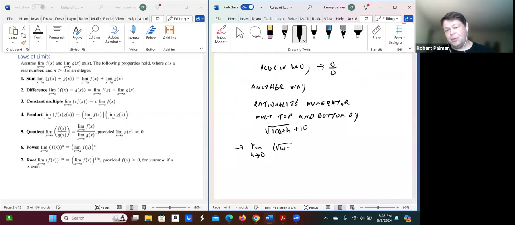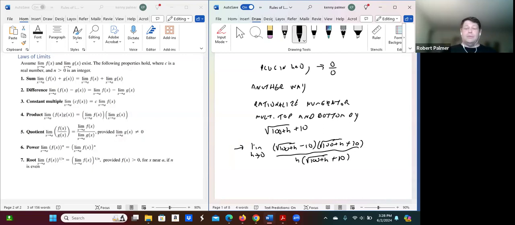The same numerator, the square root of 100 plus h minus 10, now times the square root of 100 plus h plus 10. And then the denominator is h times the square root of 100 plus h plus 10. You may be wondering why we're doing this. Well, rationalizing is a way of getting rid of a radical, in this case a square root. As we'll see, by doing this to the numerator, we actually get rid of the square root.